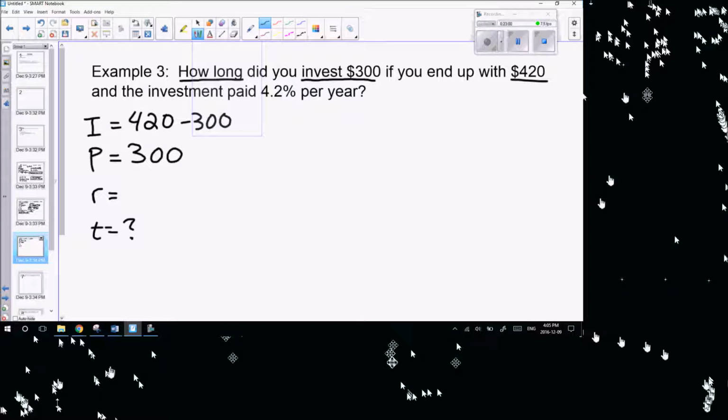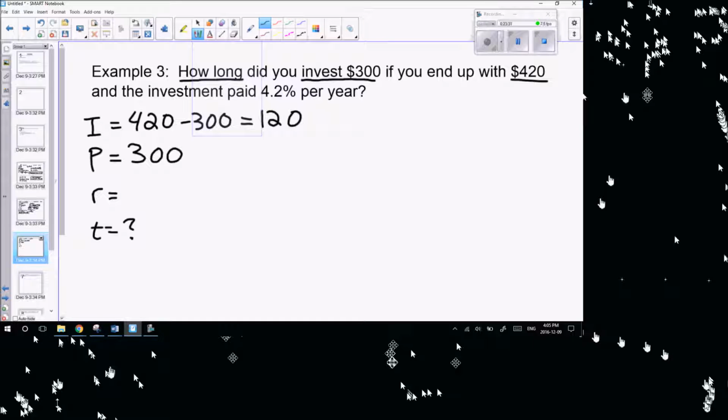Because we're told that we ended up with $420 at the end of this period of time, if we minus out the original amount that we put into that investment, then we will get how much interest we made over time. So 420 minus 300 is $120 in interest. So that was a little extra step to figure out how much our interest value was.